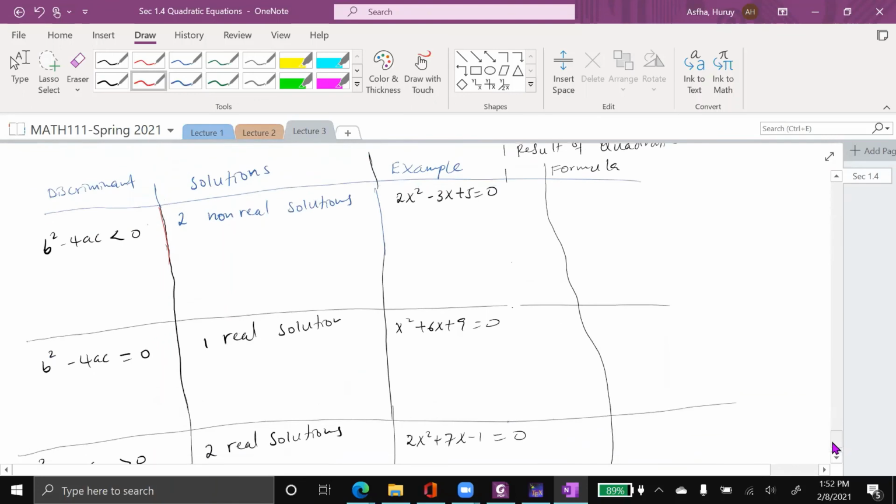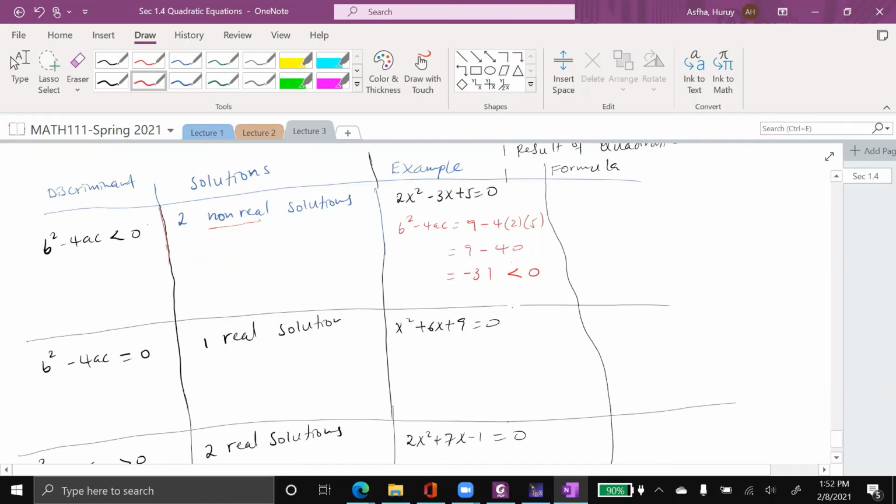Okay. Now, for example, if b squared minus 4ac is negative, then we will have two non-real, which means imaginary or complex numbers. We will have two non-real solutions. For example, if you have 2x squared minus 3x plus 5 equals 0, then b squared minus 4ac will be 9 minus 4 times 2 times 5. And this is 9 minus 40, and this is negative 31, which is less than 0.